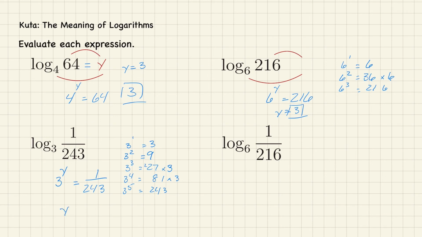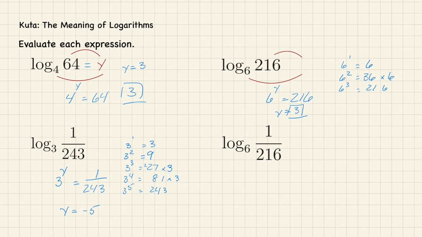So y must equal, we're saying it's 5. That would be correct if the 243 were in the numerator, right? That would be fine if 243 was in the numerator. But 243 is in the denominator. So instead of having a positive exponent, we're going to make it negative, okay? So y is actually negative 5.